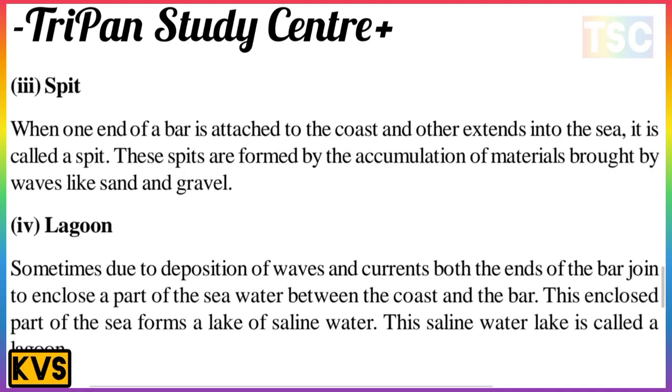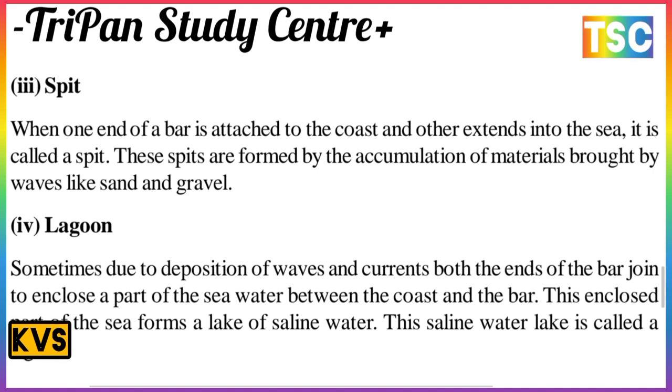The next is the spit. A spit forms when one end of the bar is attached to the coast and the other extends into the sea. It is called a spit. These spits are formed by the accumulation of material by waves, like sand and gravel. This is most important.